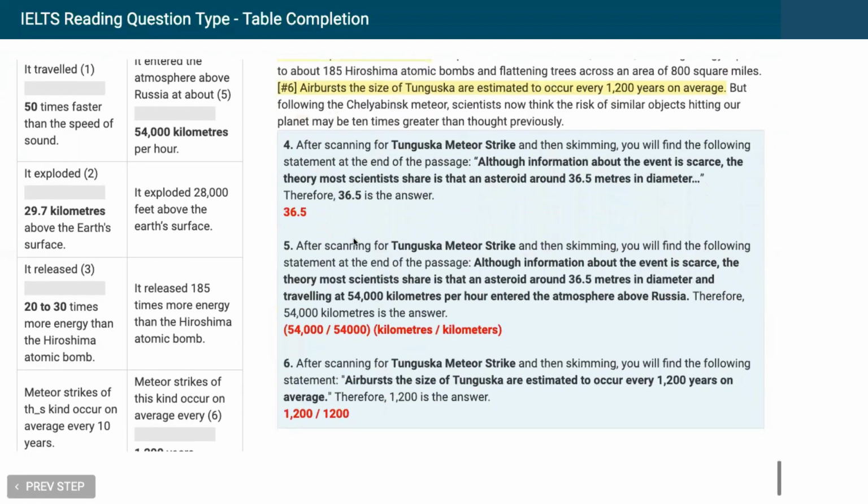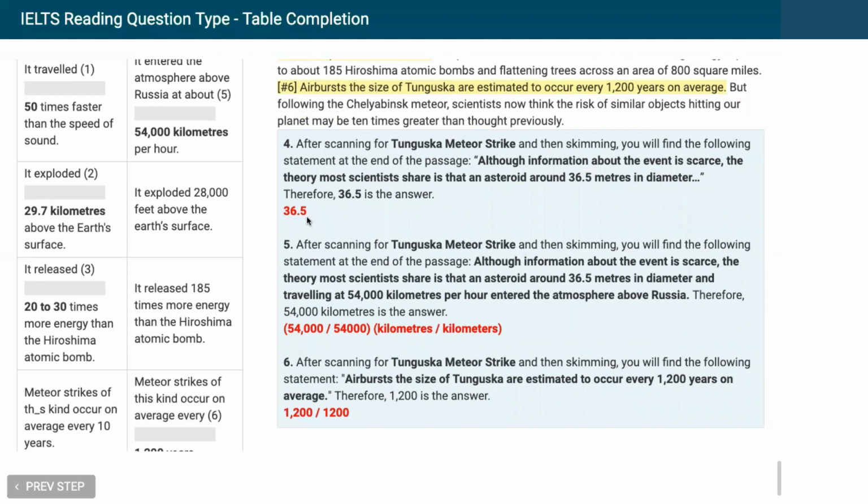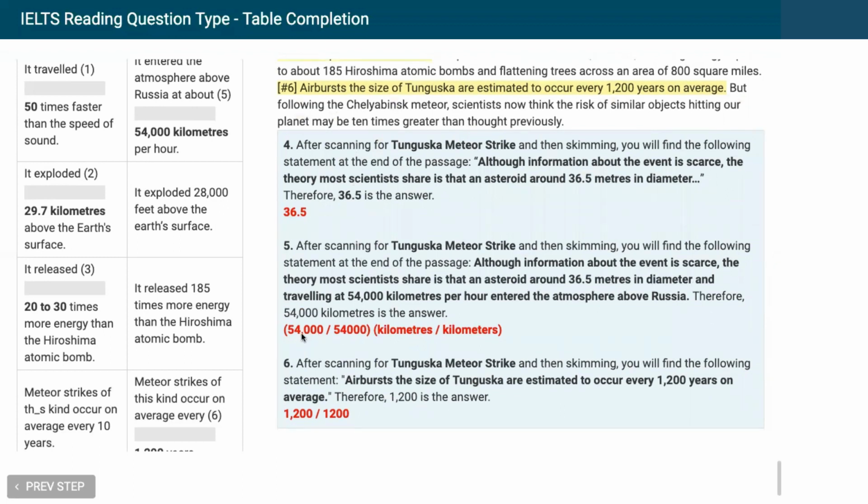Let's go down to number four, we see 36.5. This is really the only way to do it because if you were to write 36.5 out in words, that would be strange because you'd have to write point, and I've never seen that done. So if you have points like this, stick to writing the number. And again here, you don't have to necessarily write the comma for 54,000 or 1,200. It doesn't make any difference, so just keep that in mind. And again, kilometers or kilometres.